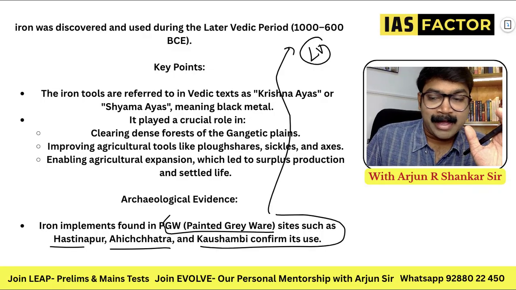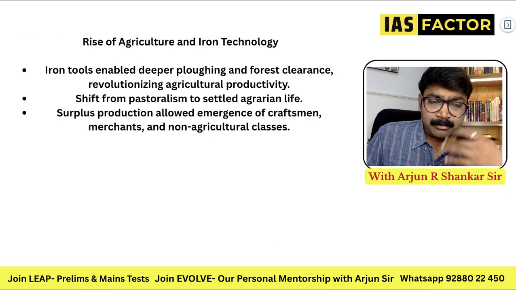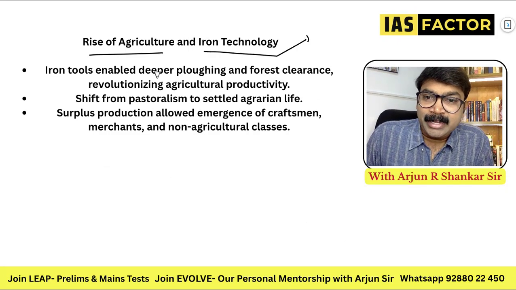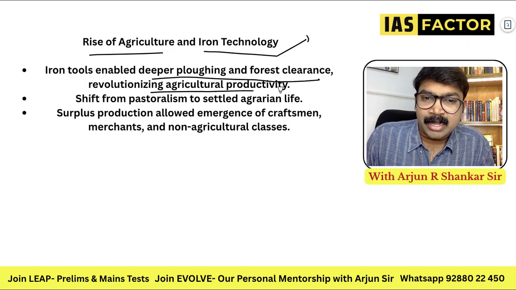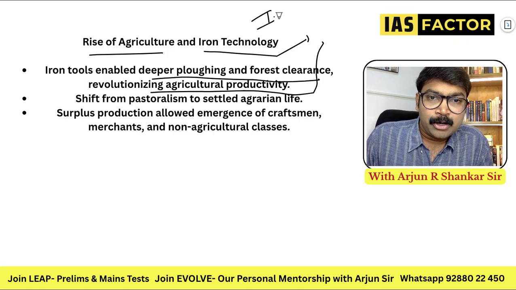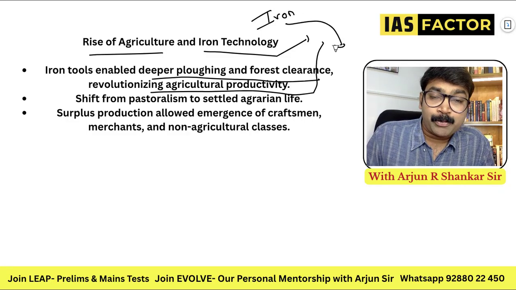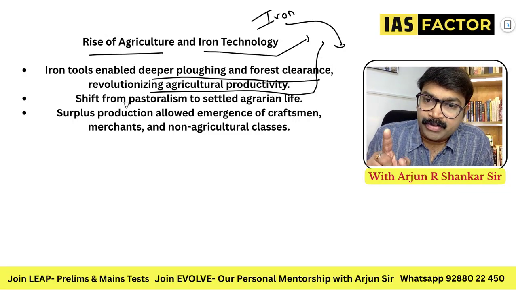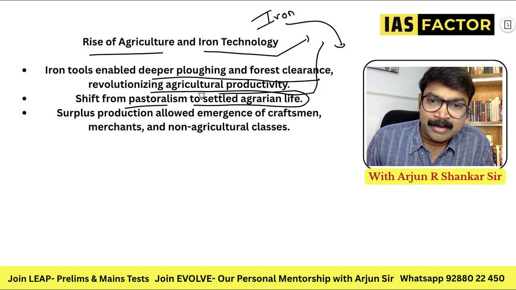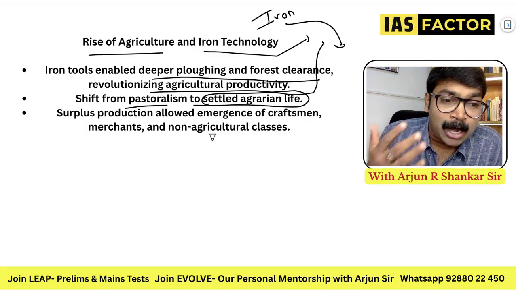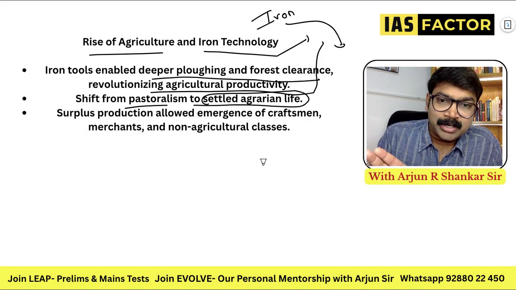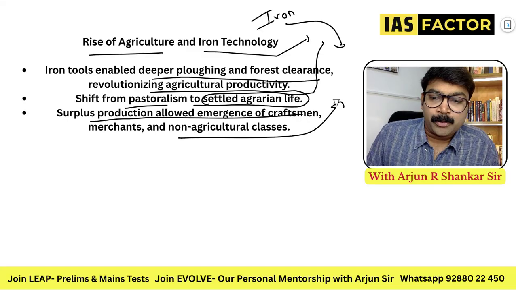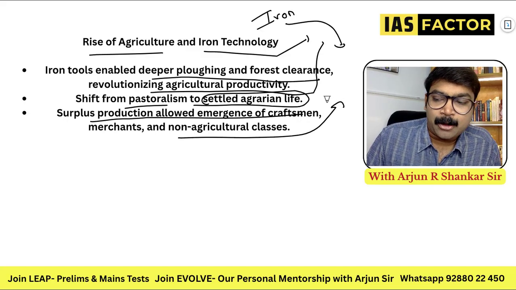So please remember Krishna IAS, the finding of iron. Obviously, agriculture increased with iron technology. Iron tools enabled deeper plowing and forest clearance, revolutionizing agricultural productivity. So with the advent of iron, not only was the forest cleared, the agricultural productivity also increased multifold. That has to be remembered. So shift from pastoralism to settled agrarian life. When the forest was cleared, people started to build towns and live in cities. So pastoralism to agrarian life. Surplus production is also something to be noted here. So all these aspects are to be found here.